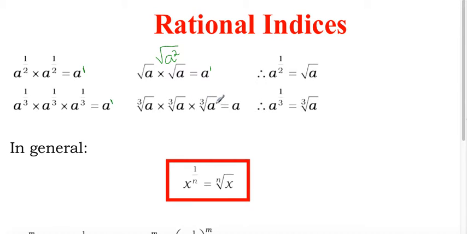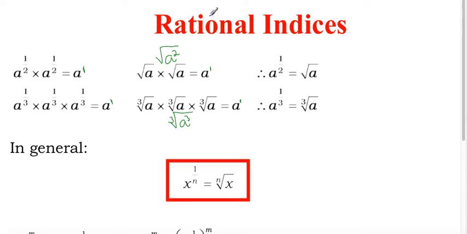Similarly, if it's the cube root, the rule works the same. You multiply what's underneath the root sign, in this case the cube root. So it would be the cube root of a times a times a, which is a cubed. And again, the cube root and the cube cancel each other out, so you're just left with the a.